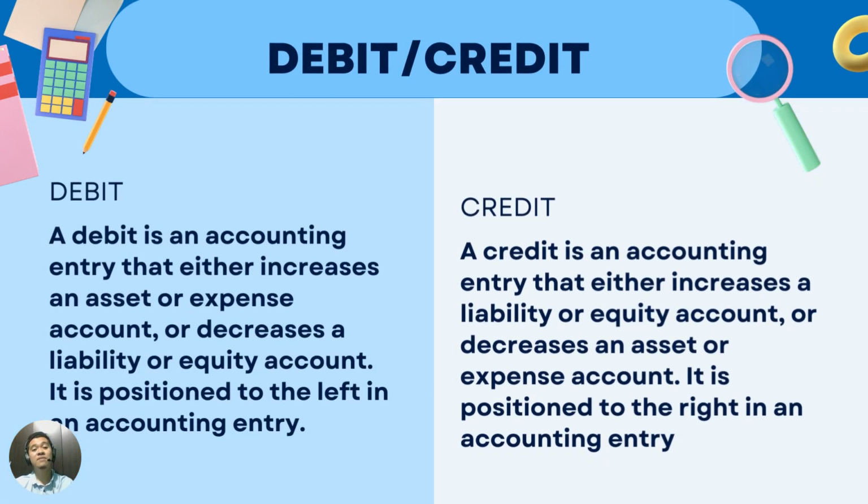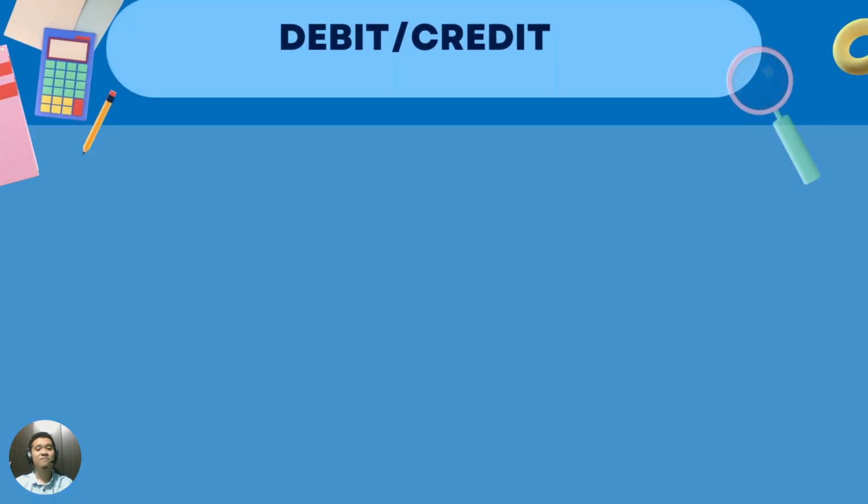A debit is an accounting entry that either increases an asset or expense account or decreases a liability or equity account. It is positioned to the left in an accounting entry. As we saw earlier, and on this slide, the debit is on the left. A credit is an accounting entry that either increases a liability or equity account or decreases an asset or expense account. It is positioned to the right in an accounting entry.